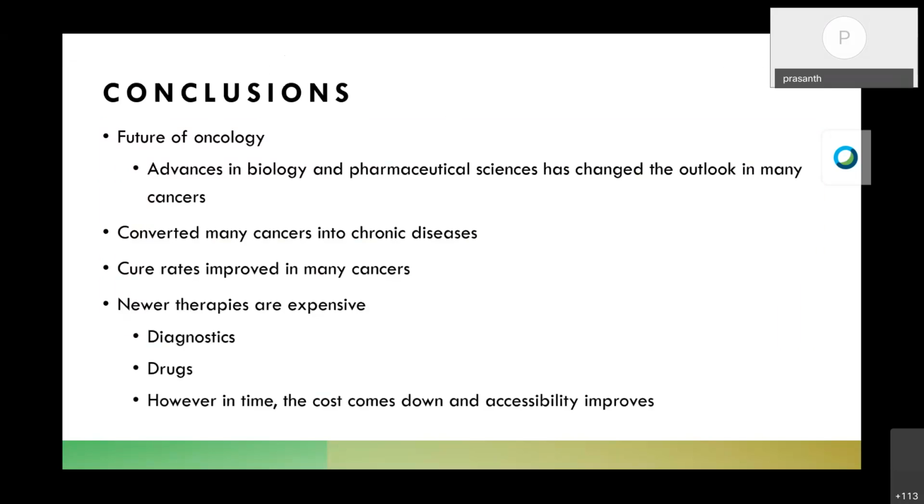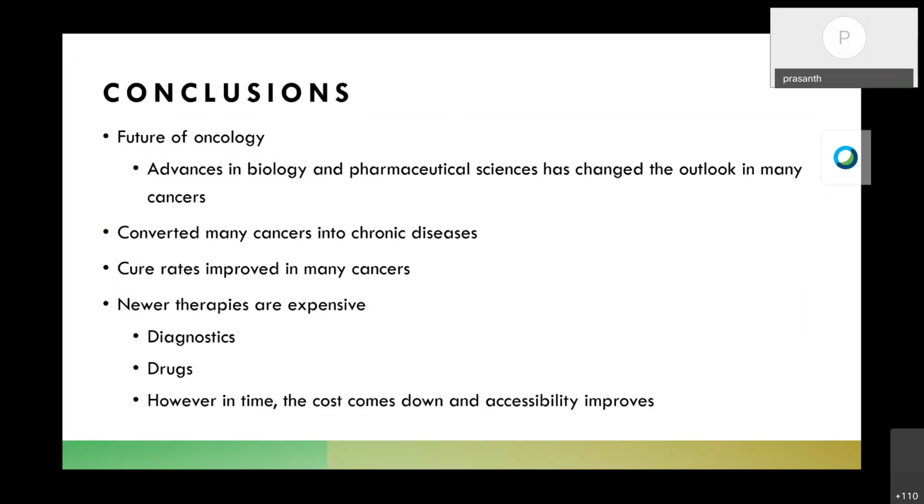So the future of oncology looks bright, with multiple advances in biology and pharmaceutical science, and this has changed the outlook in many cancers, and this has converted many cancers into chronic disease. And as I mentioned, some of these therapies like stem cell transplantation may be going out of vogue for conditions like CML, when you have a specific targeted drug which works so well. And cure rates have improved in many cancers.